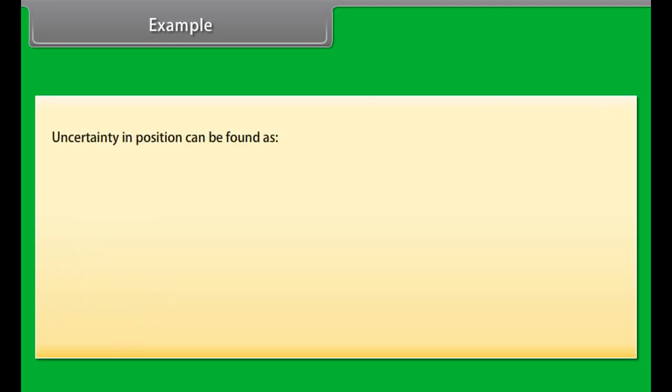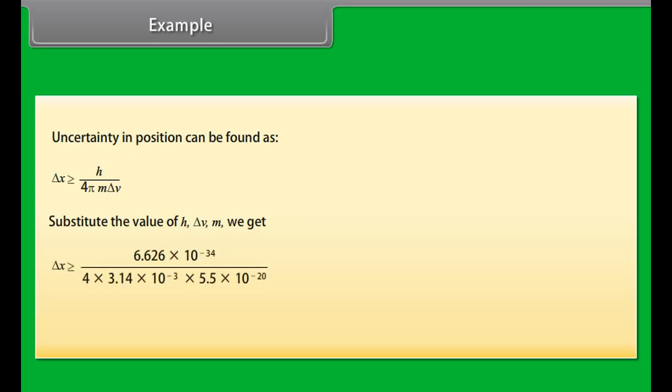Uncertainty in position can be found as delta x greater than or equal to h upon 4 pi m delta v. Substituting the values of h, delta v and m, we get delta x greater than or equal to 6.626 into 10 raised to the power minus 34 divided by 4 into 3.14 into 10 raised to the power minus 3 into 5.5 into 10 raised to the power minus 20.